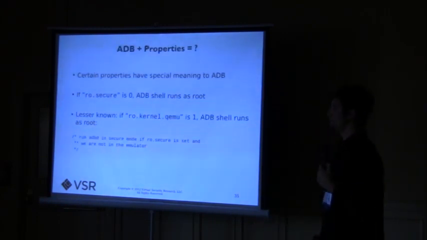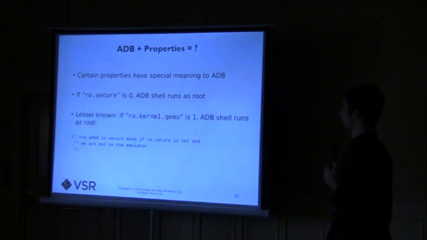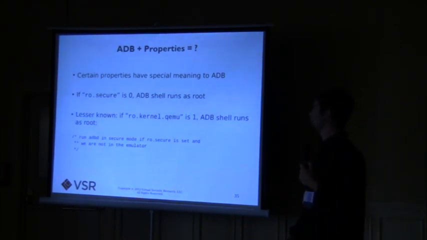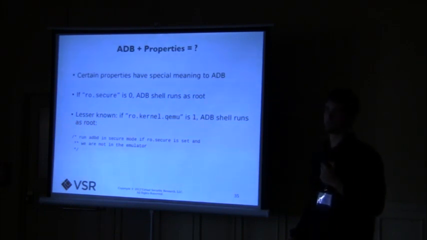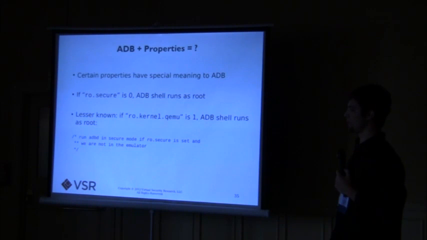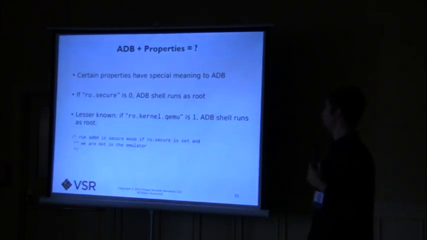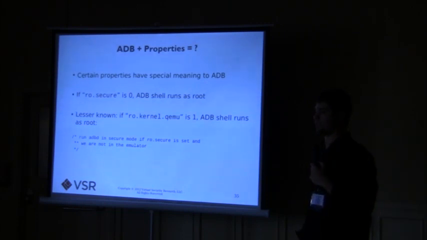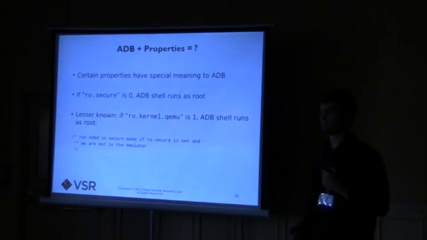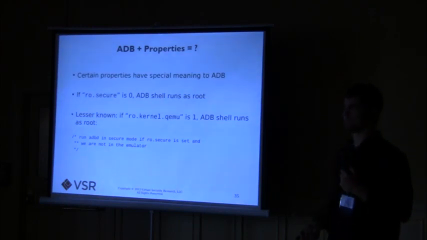And finally, putting these pieces together, ADB and certain properties interact with each other in specific ways. So if the ro.secure property is set to 0, then the ADB shell will run as root instead of shell. There's a lesser known interaction here though. If the ro.kernel.qemu property is set to 1, ADB shell also runs as root. This is just a little comment from the ADB source. This is designed to give root access to the emulator.